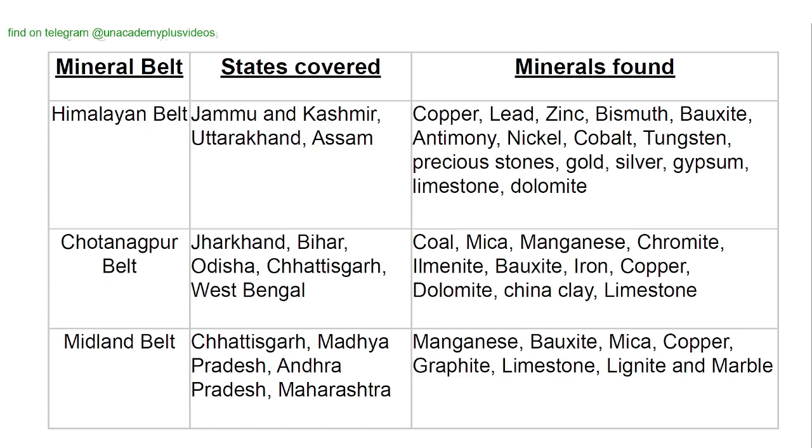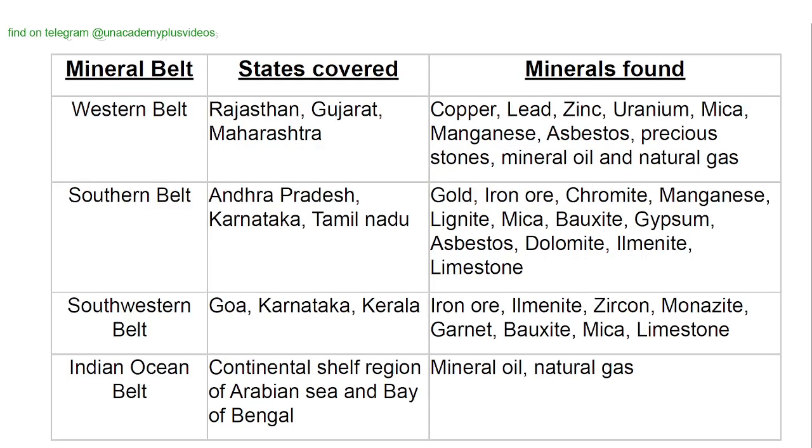Midland belt. The Midland belt covers the states of Chhattisgarh, Madhya Pradesh, Andhra Pradesh, and Maharashtra. Manganese, bauxite, mica, copper, graphite, limestone, lignite, and marble. Western belt: Rajasthan, Gujarat, Maharashtra. Minerals found are copper, lead, zinc, uranium, mica, manganese, asbestos, precious stones, mineral oil, and natural gas.